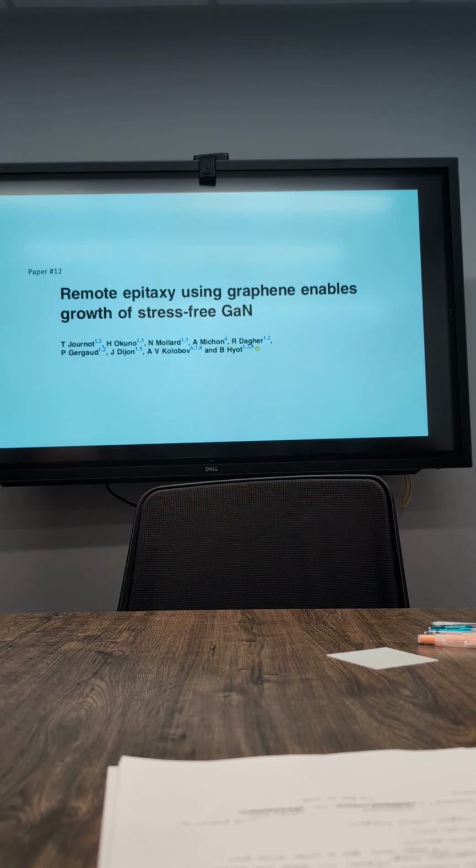Okay, we're good. So, paper number 12. Remote epitaxy. So, once again, epitaxy using graphene. The best material ever. This paper actually enables growth of stress-free gallium nitride.